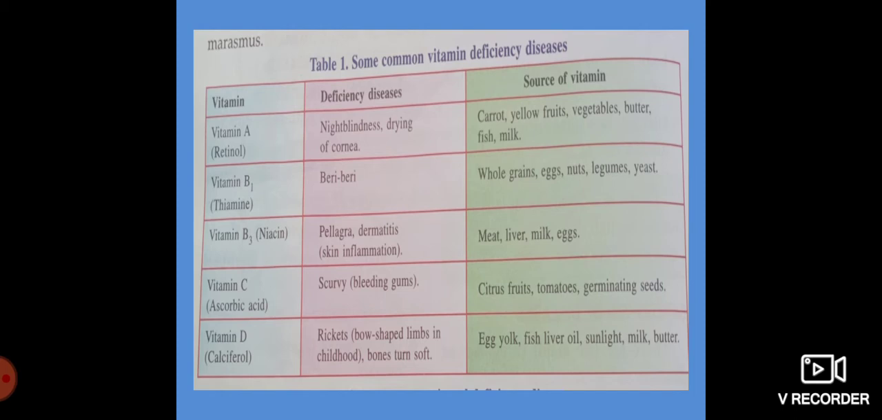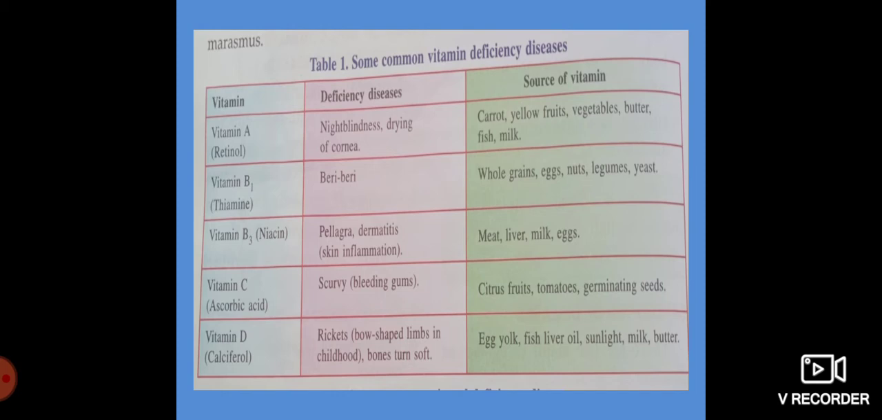Next is vitamin B1, also known as thiamine. The lack of vitamin B1 causes beriberi. So beriberi is the disease caused due to the deficiency of vitamin B, mainly B1. The sources of vitamin B1 are whole grains, eggs, nuts, legumes, yeast, etc.